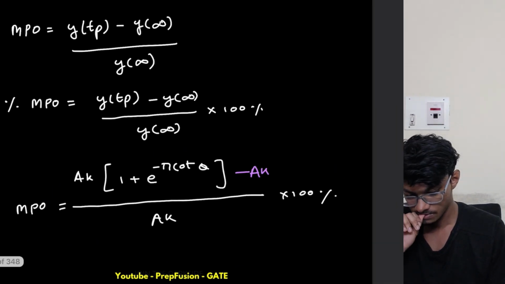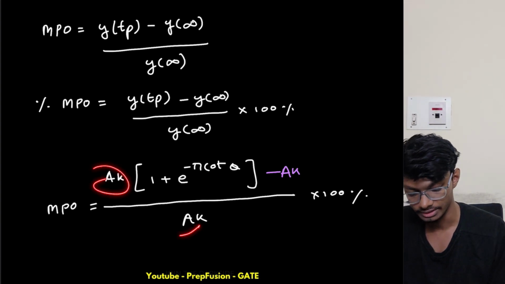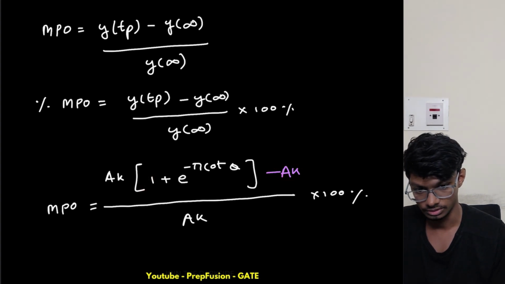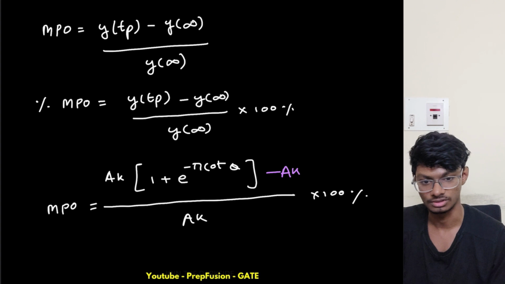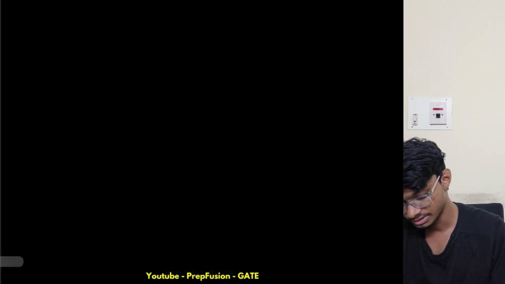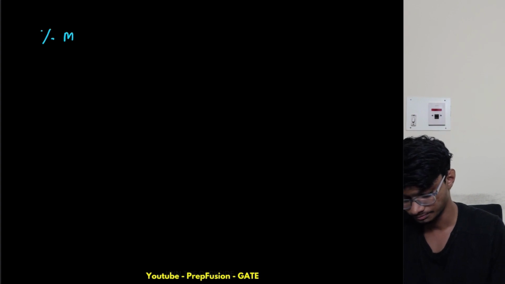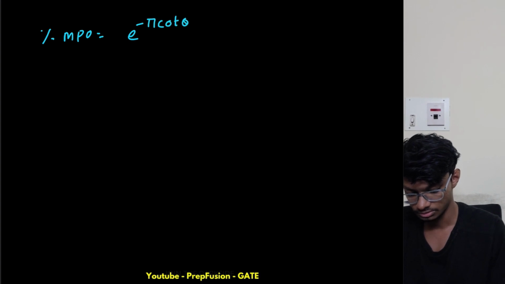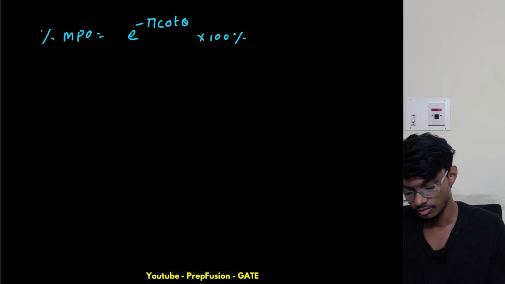Now let us write what MPU equals. If I divide this, only this one is getting subtracted. If I take AK as common, I will have 1 minus 1 and I will be left with only this one, because the AK in the numerator and the AK in the denominator will cancel out. So my percentage MPU will simply equal e raised to power minus pi cot theta, into 100%.